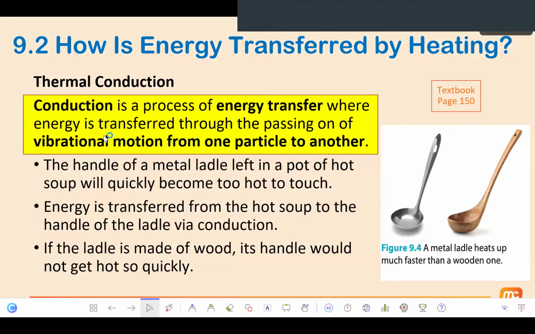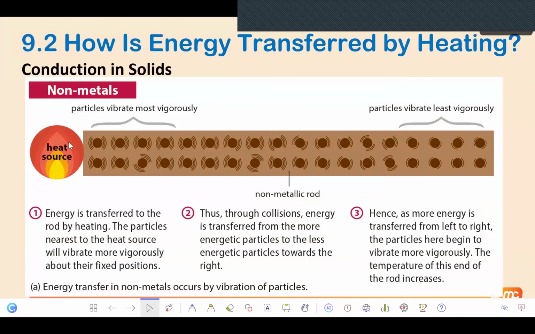The definition of conduction is a process of energy transfer whereby the energy is transferred through the passing on of vibrational motion from one particle to another. So what do I mean by that? You can take a look at this diagram. I have a heat source over here, and this is in a non-metal.